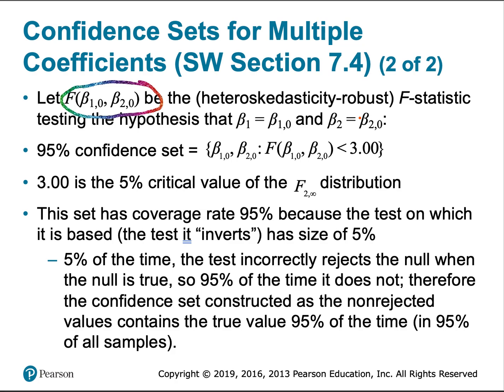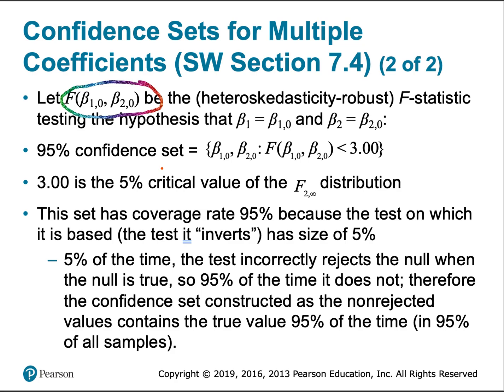Then the 95% confidence set is given by the values for beta 1 and beta 2 such that their F statistic is less than 3. That is, 3 is the 5% critical value of the F(2, infinity) distribution. Recall that this distribution is equivalent to the chi-squared over q distribution. This is the distribution of the heteroscedasticity-robust F statistic.